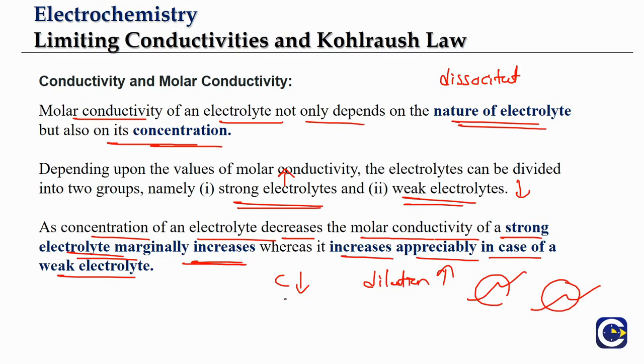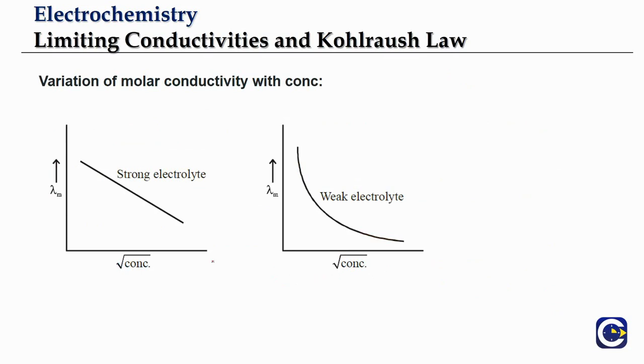Why? Because weak electrolytes, under normal circumstances, are not dissociating much. So if you keep on diluting, there is more chance for the particles to dissociate, and we see a significant increase. Dilution will only have a marginal increase in the case of strong electrolyte molar conductivity, but it is going to have a significant increase in the case of the weak electrolytes. We'll see the graphical representation also.